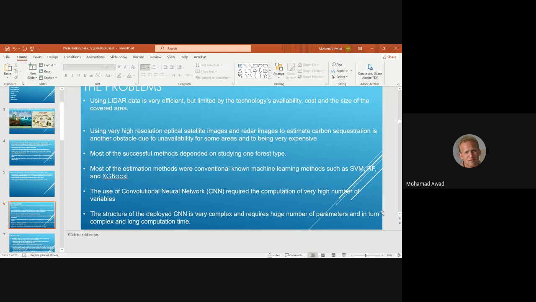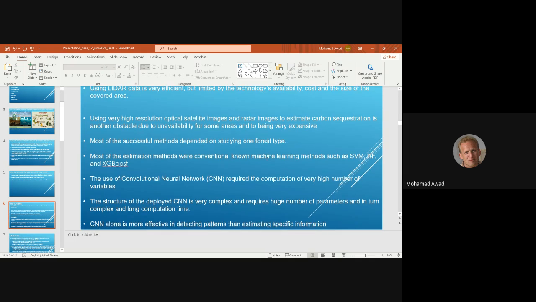The structure of the deployed CNN is very complex and required a huge number of parameters. And in turn, it was complex and required a long computation time. In general, CNN, convolutional neural network alone, is more effective in detecting patterns than estimating specific information. So the success of CNN is more on detecting patterns than on estimating quantitatively the carbon sequestration.